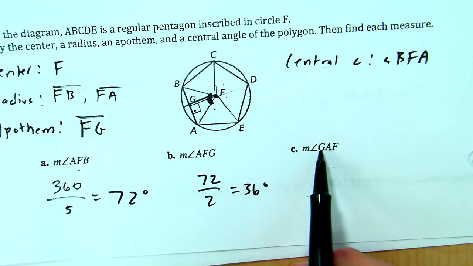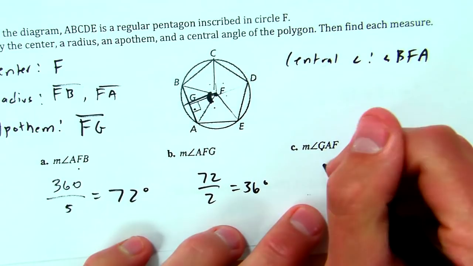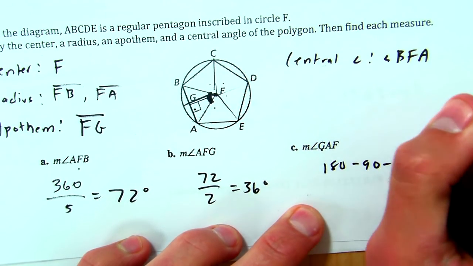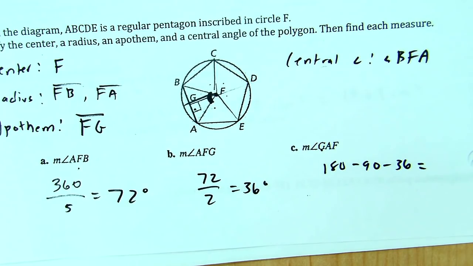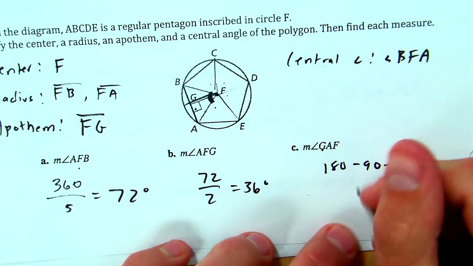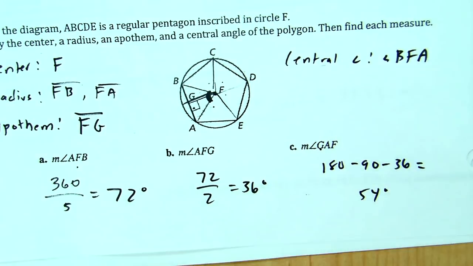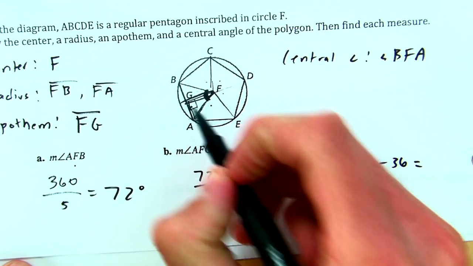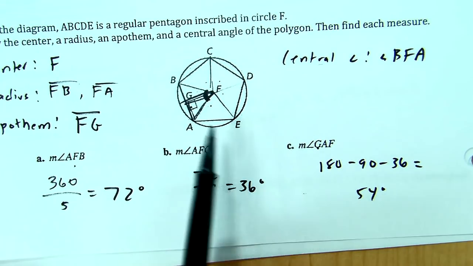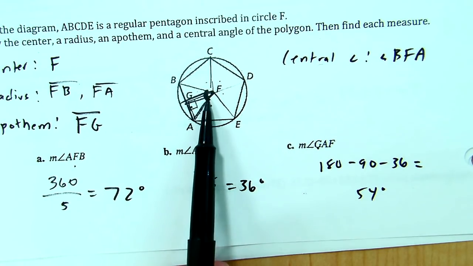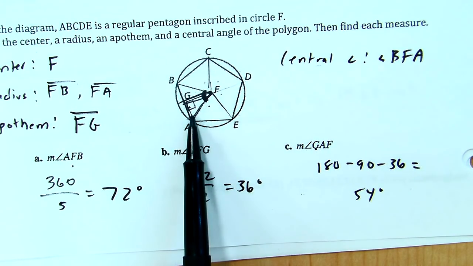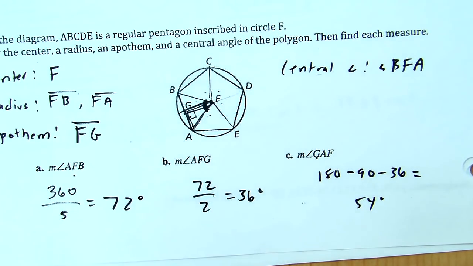To find the measure of GAF, since we know there's 180 degrees in a triangle, we'll subtract off the angles that we know, and 180 minus 90 minus 36 is 54 degrees. Okay, so since there's 180 degrees in this triangle right here, we know that this one's 90, this small piece right here is 36. 180 minus 90 minus 36 gives us this GAF angle, which is 54 degrees. And we're going to use that fact here in a little bit.